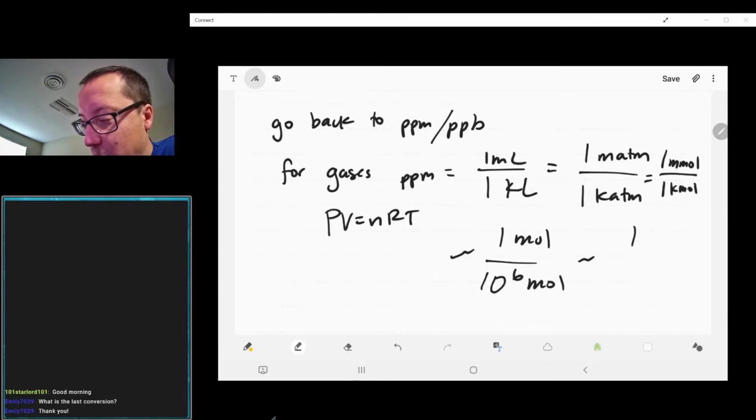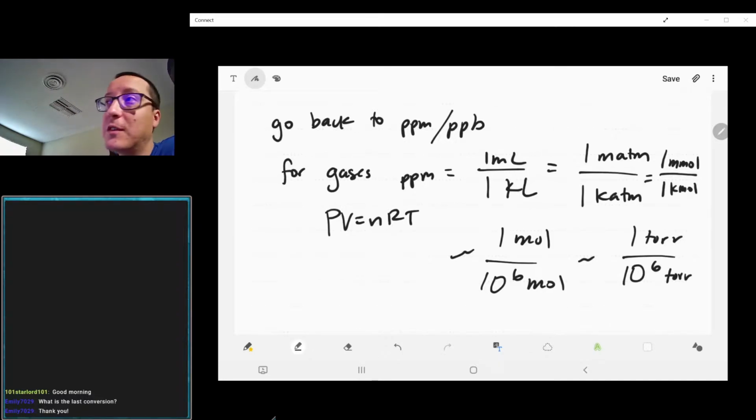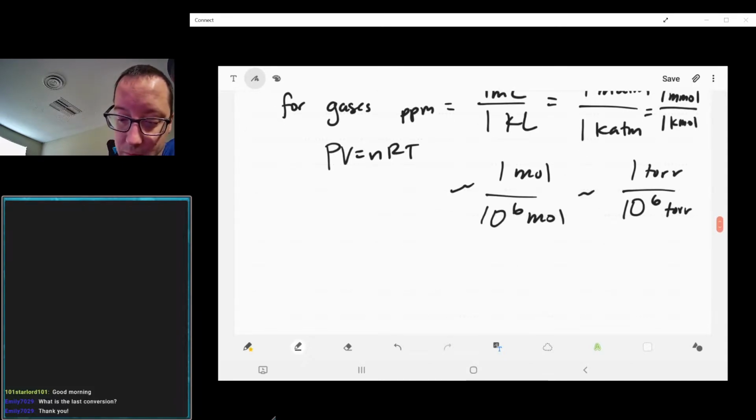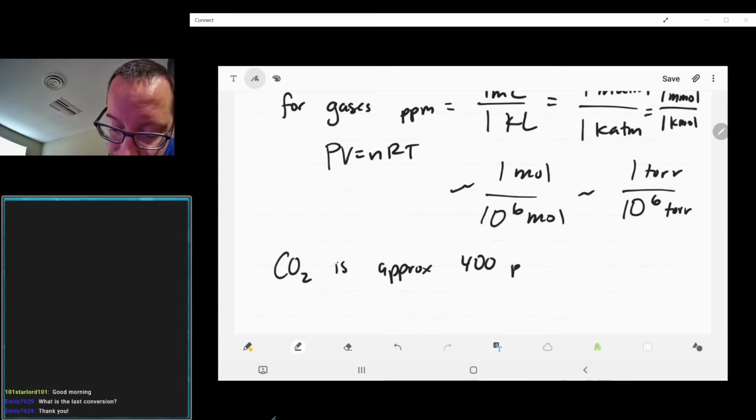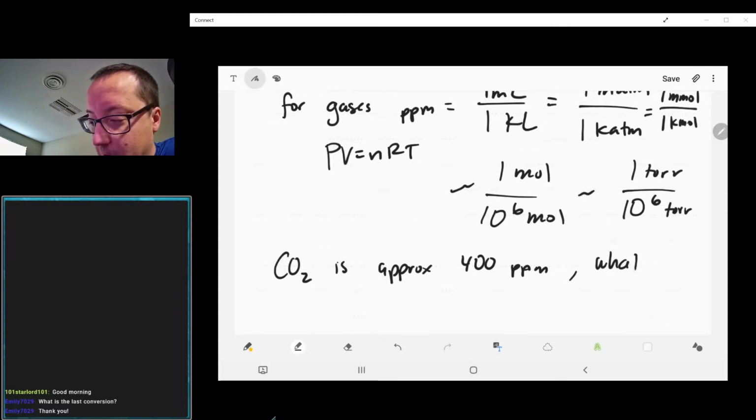So 1 torr and then 10 to the 6 torr. Whatever you want to use. If you want to use prefixes, microtorr to regular torr, it all works. And so we can see how to use these units. We can do a little practice here. If we have that CO2 is approximately 400 ppm, we can see what its percent is.